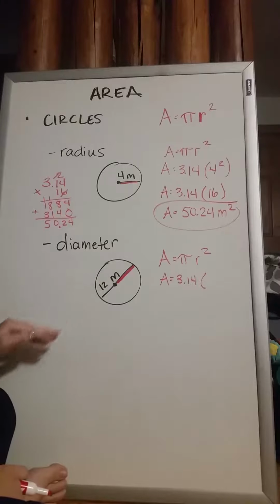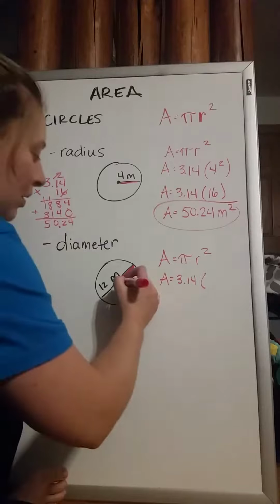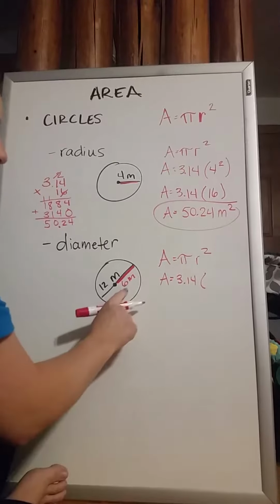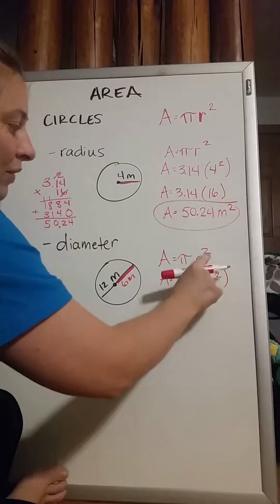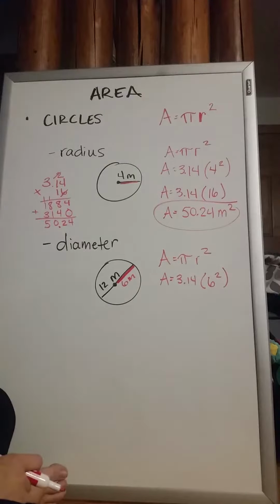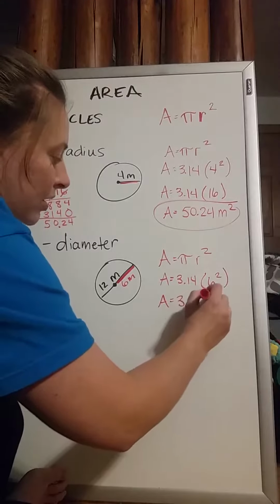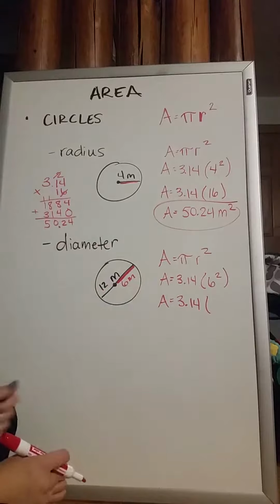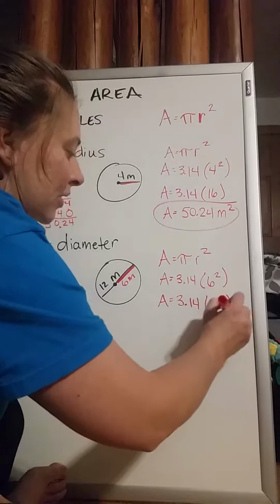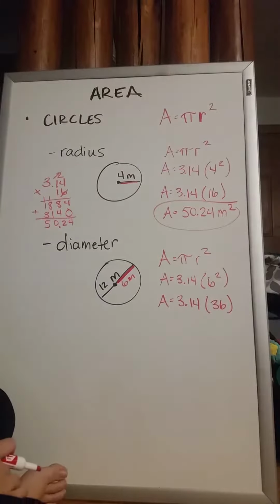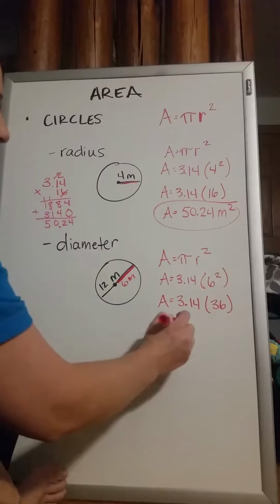If 12 meters is the full length, what's half of 12? 6 meters. So we need to use 6 in place of radius. And don't forget, you have to square your radius to solve this. Alright, so 3.14 times 6 squared means 6 times 6, which is 36. Okay, so now we have to do 3.14 times 36 to get our final answer.